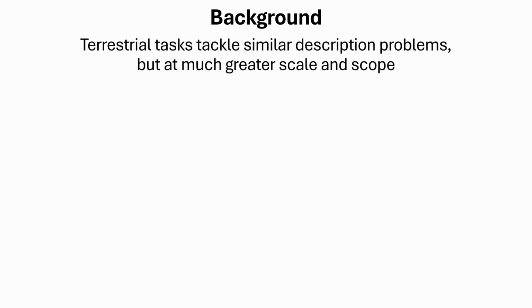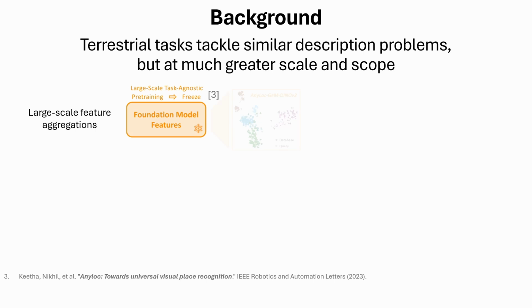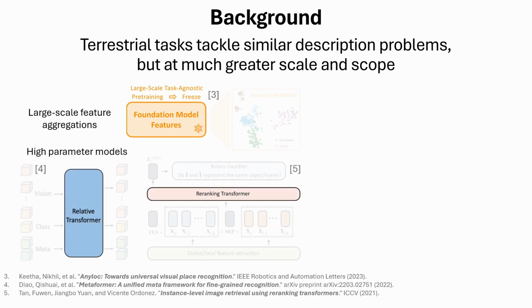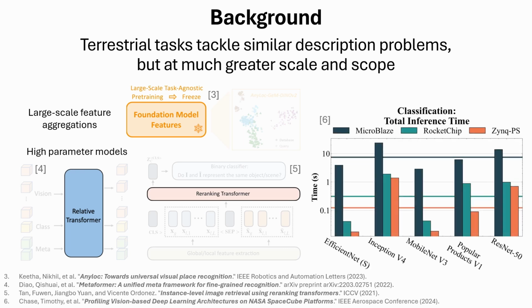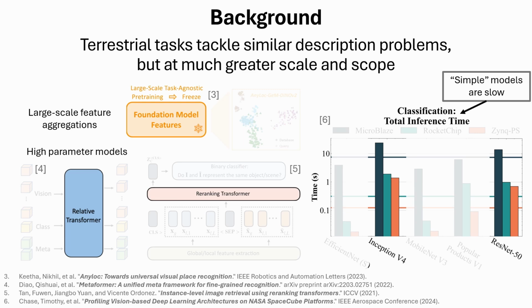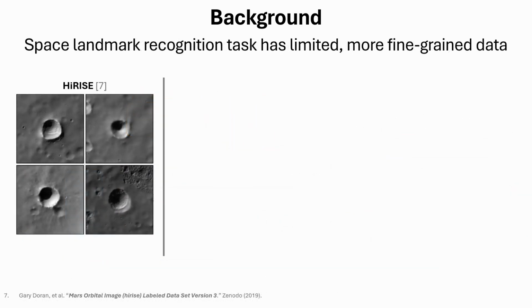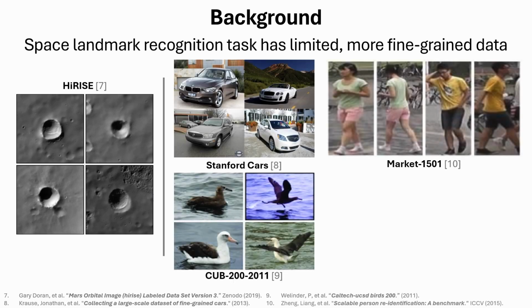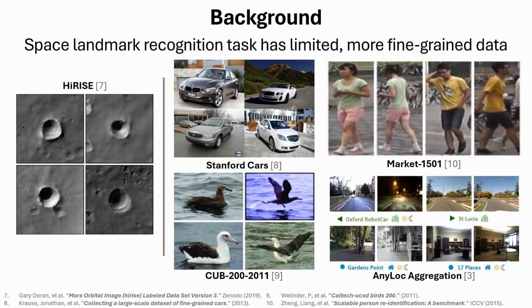This objective is similar to many terrestrial tasks in image recognition, where current systems aggregate pre-trained foundation model features and are using high-parameter transformers coupled with multi-forward pass and re-ranking methods. This makes it hard to execute on current spacecraft flight processors that struggle with comparatively simple models such as the Inception and ResNet 50 class. Furthermore, space landmarks are more fine-grained than even the most demanding terrestrial datasets, and there is no room for large-scale dataset aggregation due to the sparsity of space imaging data in general.